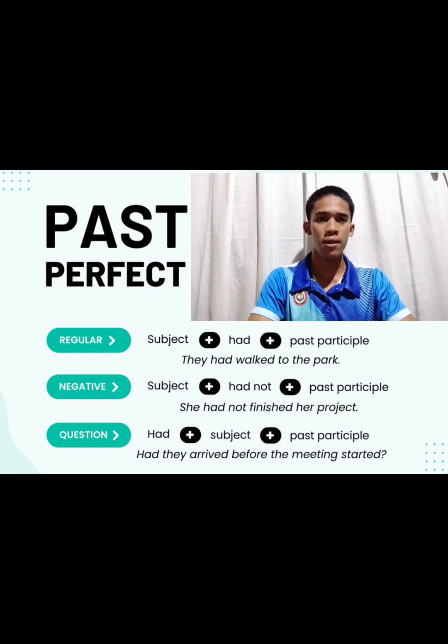So the question is when it is used. First, it is used to show that one past action happened before another past action. So, here is an example in a sentence. By the time he called, I had already gone.